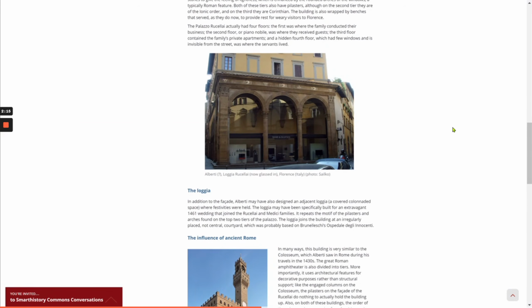In addition to the facade, Alberti may have also designed an adjacent loggia, caddy corner across the street. A covered colonnaded space is what a loggia is, where festivities were held. The loggia may have been specifically built for an extravagant 1461 wedding that joined the Rucellai and Medici families. It repeats the motif of the pilasters and arches found on the top 2 tiers of the palazzo. The loggia joins the building at an irregularly placed, not central courtyard, which was probably based on Brunelleschi's Ospedale degli Innocenti, a building not far away.